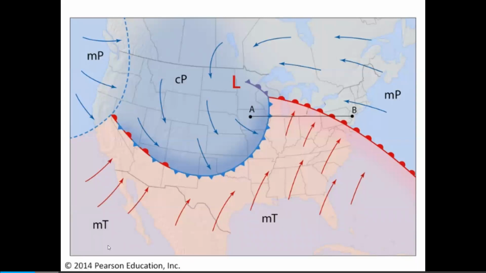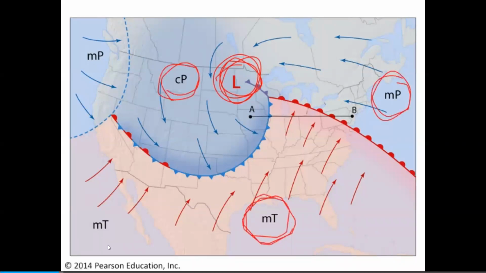Notice that it's this low pressure system that's indicated by the letter L, and it occurs where several air masses meet up, a continental polar air mass, a marine polar air mass, and then a marine tropical air mass. You'll notice that these air masses are divided by fronts, cold fronts and warm fronts, and in some cases an occluded front or a stationary front.